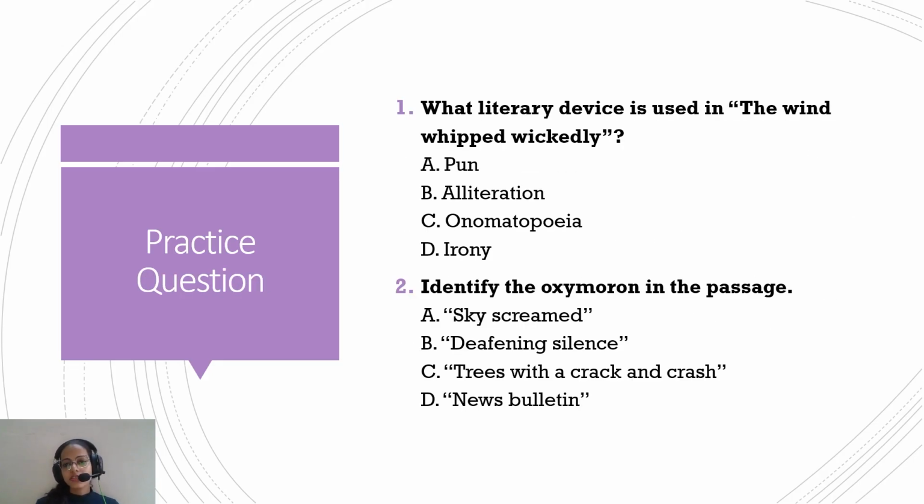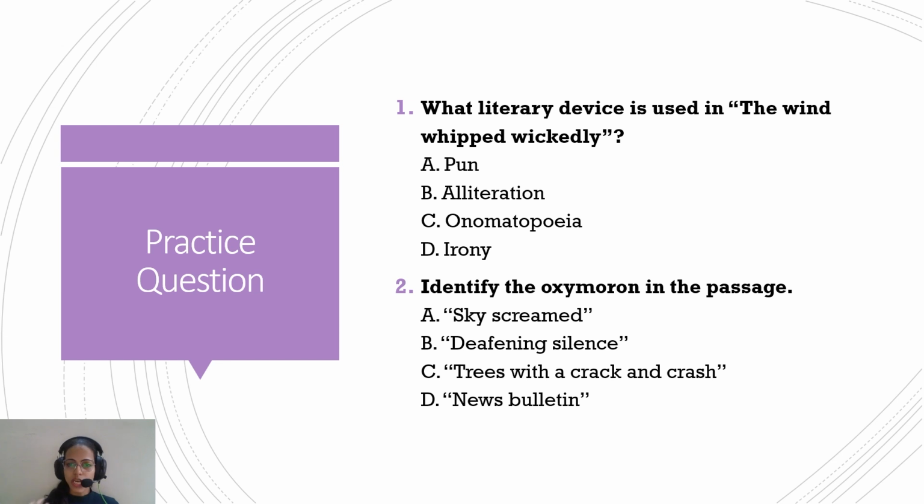What literary device is used in "The wind whipped wickedly"? So you see what is done here. We see that the letter W is repeated. Wind whipped wickedly. So the literary device used here is, of course, not pun, because there is no double meaning or humor on the one word.